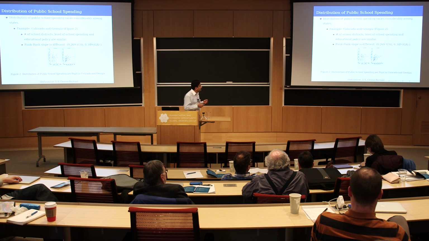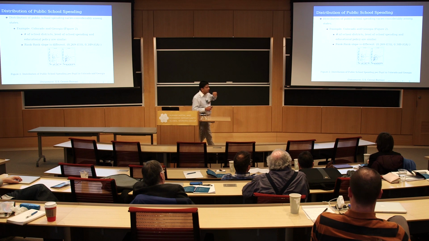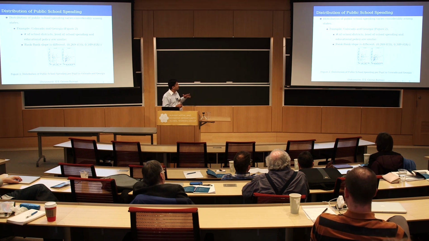And the distribution of public school spending, if you look at it, public school spending per pupil in Colorado and Georgia is also quite different. There's a much stronger correlation between household income and the rank, say, in Georgia than, say, it is in Colorado.